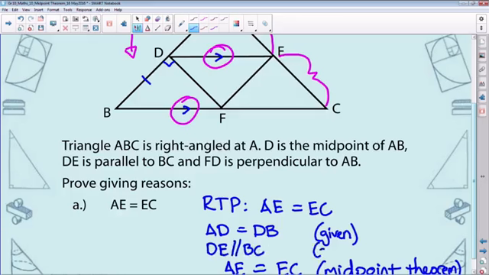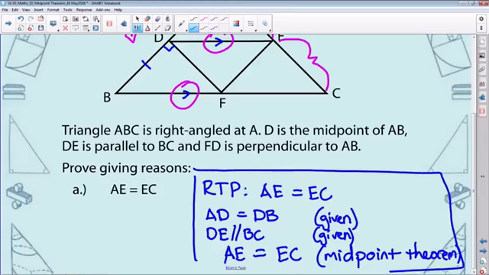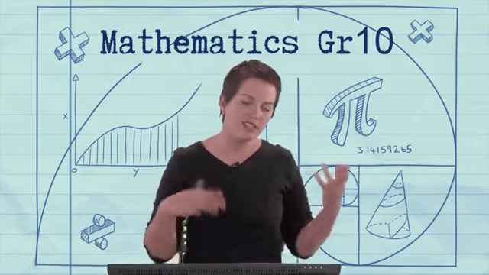And this was also given. So that means, according to the midpoint theorem, AE is definitely equal to EC because of the midpoint theorem. And that's the whole proof. That's all you have to do, nothing else. How do you feel? You feeling good? Feels a bit strange, doesn't it? Like you just have to tell them what's obviously there.